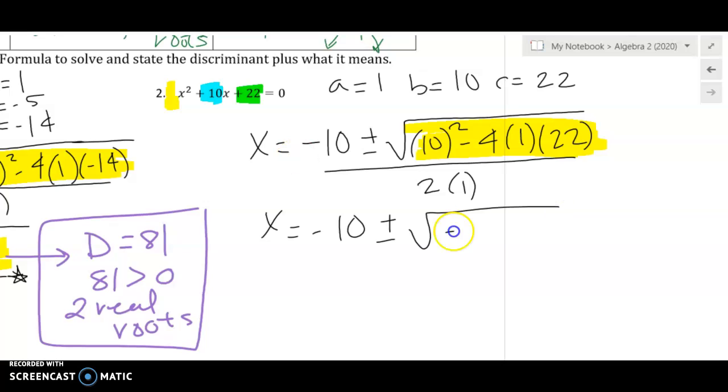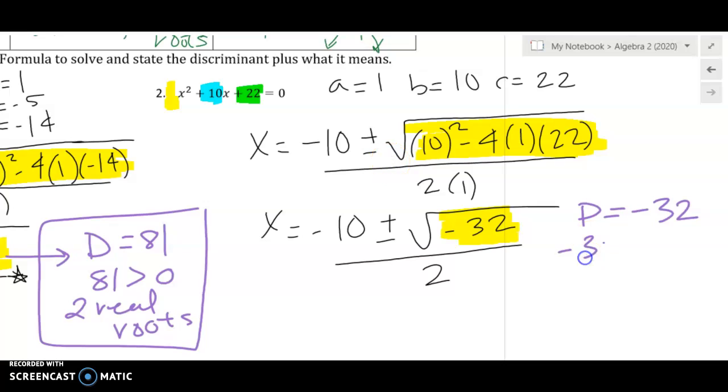When you type that in, you should be getting negative 32, and then that's divided by 2. And again, I want you to stay focused on that negative 32. This is your discriminant. So the discriminant is equal to negative 32. Then you need to think about your three possibilities. Is negative 32 bigger than 0, equal to 0, or less than 0? Well, negative 32 is a negative number. It is less than 0.